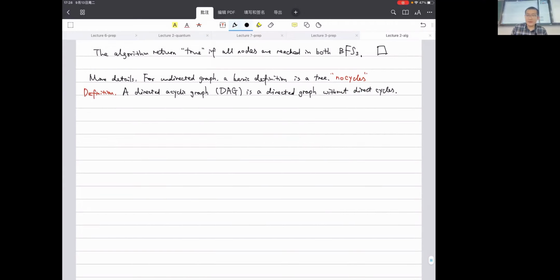But here we want to be careful because for undirected trees, the structure of the trees is quite transparent. At the beginning of the class, we talked about these 3 criteria. But here we want to be careful that a DAG can have much more complicated structures.